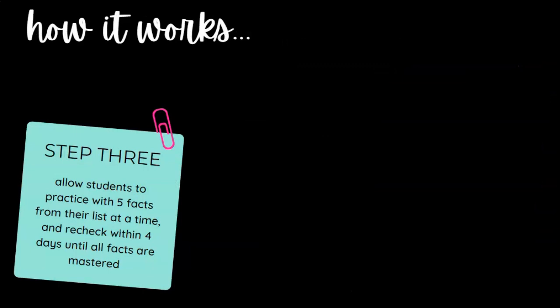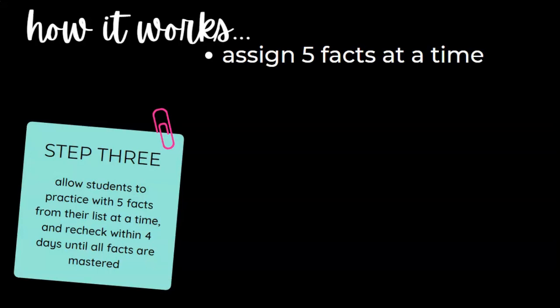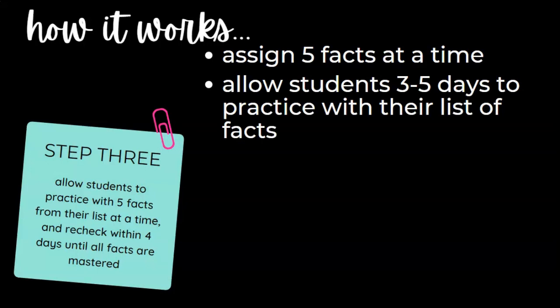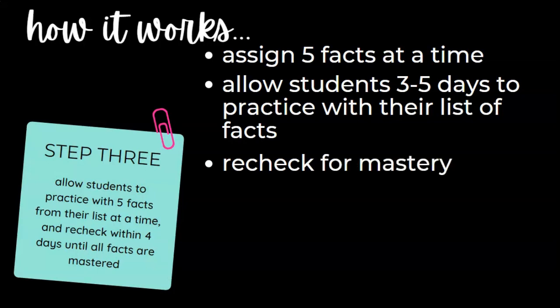After you have all of your data of which facts each student needs to practice for mastery, it's time to start assigning practice facts. You will give students 5 facts from their list to study and commit to memory. You will allow students 3 to 5 days to practice with their assigned list of facts. And then after 3 to 5 days, call each student back over individually to do a recheck using the same methods as the pre assessment. If they answer correctly within 3 to 5 seconds, you can mark the date mastered on their data tracker.